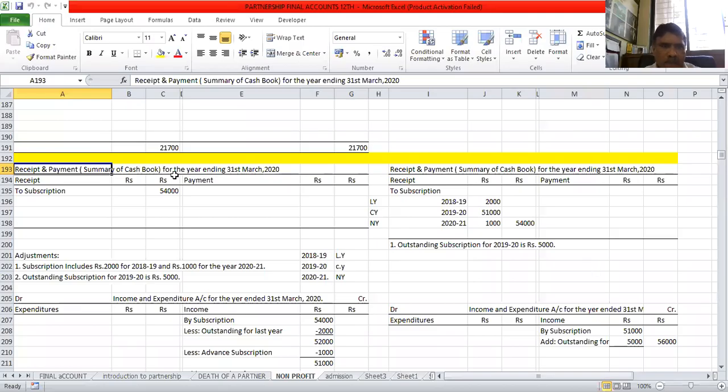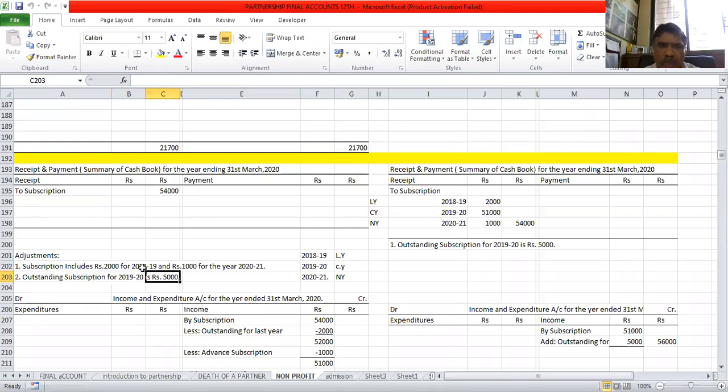In this receipt and payment, they are given a subscription of 54,000. This 54,000 is received together. It is not specified only for the year ending the current year 1920, but it is just mentioned that subscription receipt is 54,000. And adjustments are given. First, subscription includes 2,000 for 2018-19 and 1,000 for 2020-21. And the second adjustment given is subscription 1920 is 5,000 outstanding.